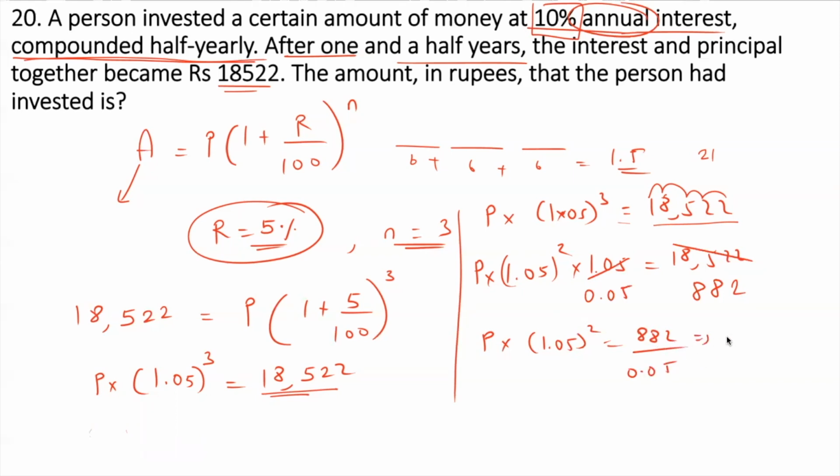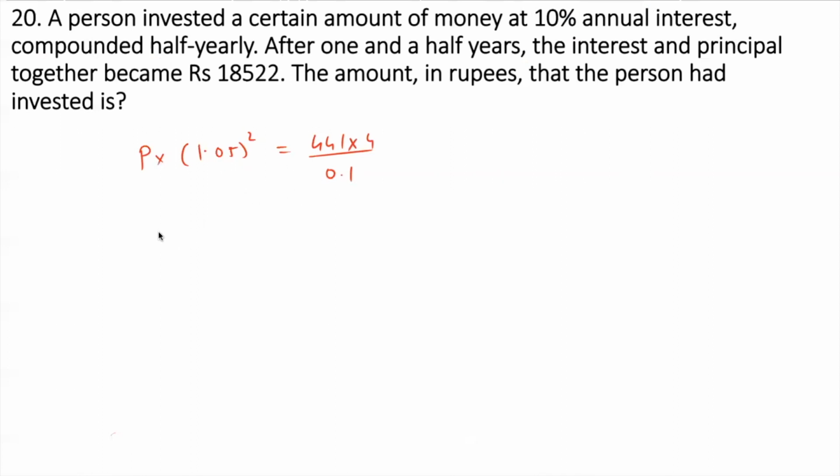And this can be further written as 441 into 2 divided by 0.05. 0.05, I'll multiply above and below with 2 again. So 0.05 into 2 into 2 here. This will become 0.1, or P into 1.05 square is 441 into 2 square divided by 0.1. So focusing on this equation, we take 0.1 on the left hand side. P into 0.1 is 441, which is basically 21 square into 4, which is 2 square, upon 1.05 square.